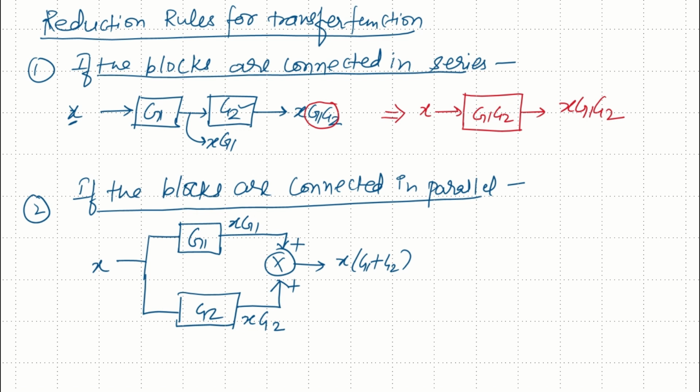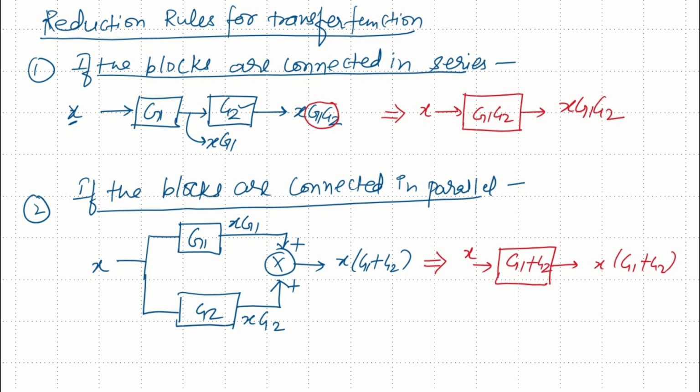Now how can we represent these blocks connected in parallel with a single block? So the equivalent diagram of this case can be, since the input is X and the output should be X times G1 plus G2, what we will do is add all the gains in parallel.